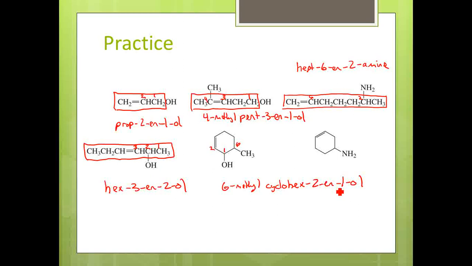Now, interesting, we'll sometimes see that called 6-methylcyclohex-2-enol because the 1 is actually somewhat dictated by the fact that it must be the number 1 position. On our last one here, the amine, I'm going to put that as the number 1 position, 2, 3. So I have a hexenamine. So it is a cyclohex-3-ene-1-amine.